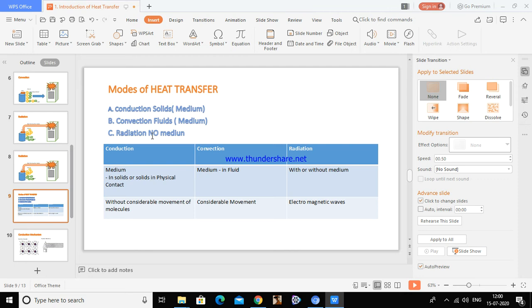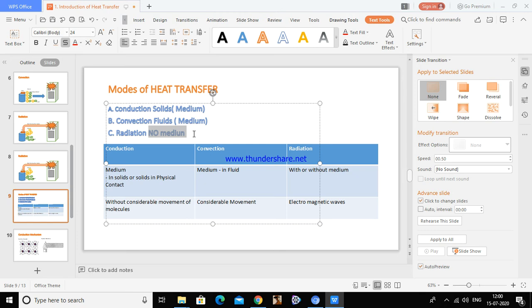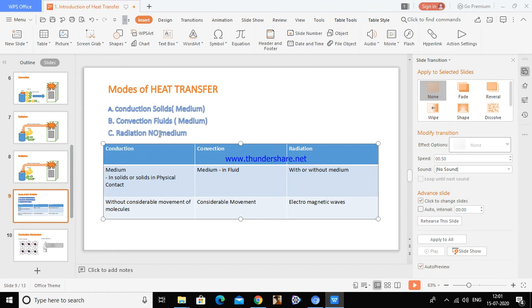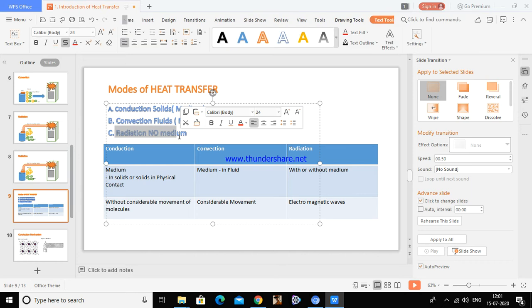Now in radiation we do not need any kind of medium. Okay, do we need a medium? No. If there is a medium it will still work, and if there is no medium it will also work. So from the sun we are getting energy, that energy comes in the form of quanta, and that type of heat transfer is known as radiation heat transfer.